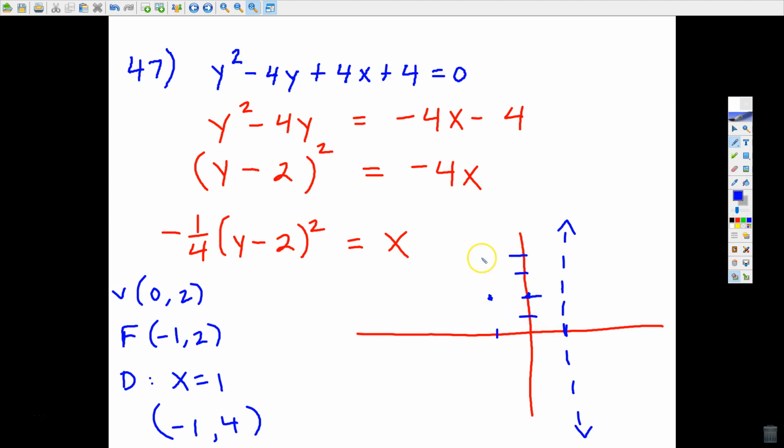So -1, 4 is on the graph. That's 2 places above our AOS. So that makes -1, 0 also on our graph. And there's our final answer.